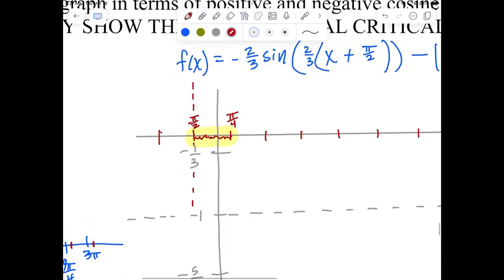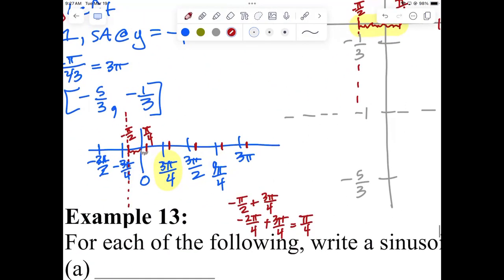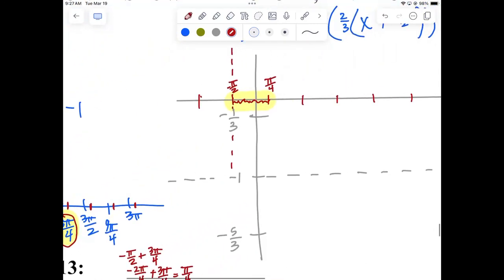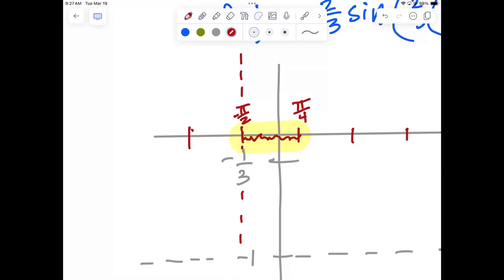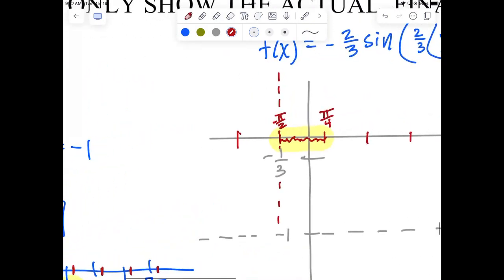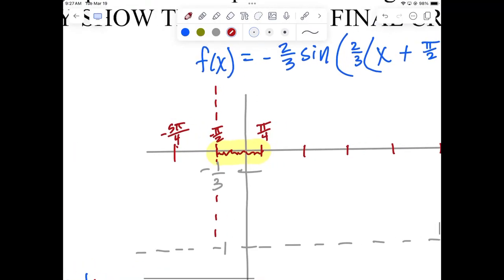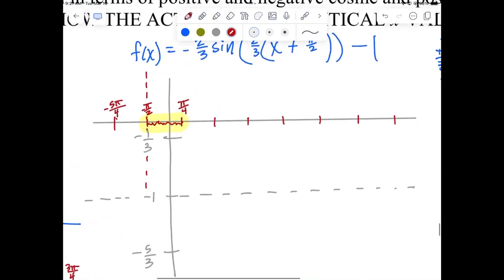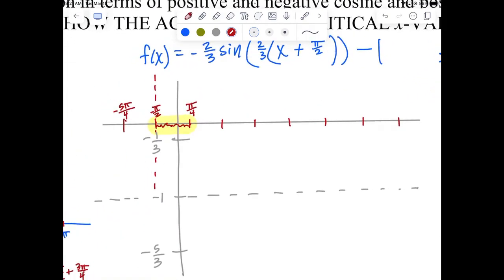How far apart are those critical values from each other? They're 3 pi fourths away from each other. So let's label to the left. What would negative pi halves minus 3 pi fourths be? Well, negative pi halves is negative 2 pi fourths. So what's negative 2 minus 3? Negative 5 pi fourths. Okay, so that's going backwards. Now I could just add going forwards, and since we're starting with pi fourths, I already have the common denominator. I'll just add 3 to the numerator and simplify.